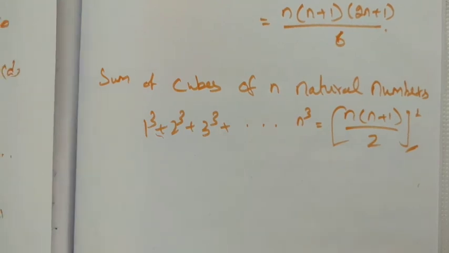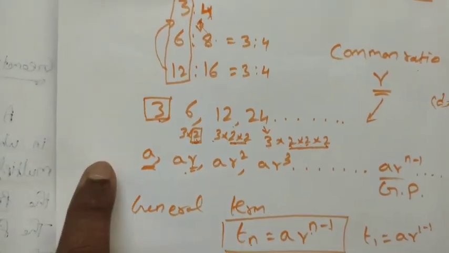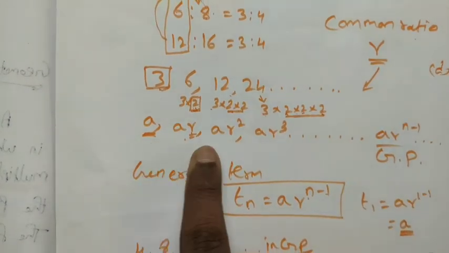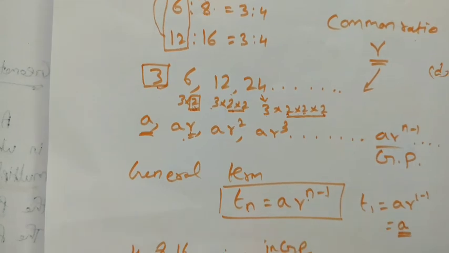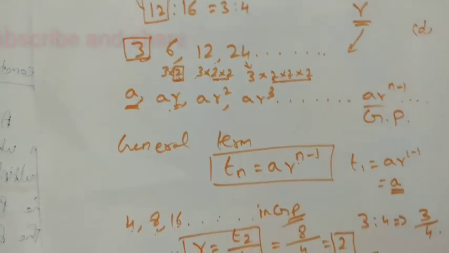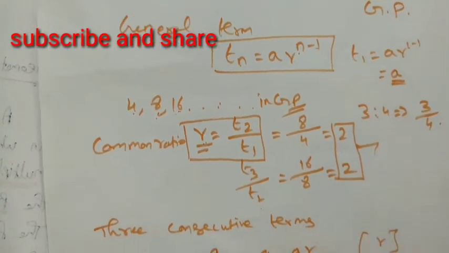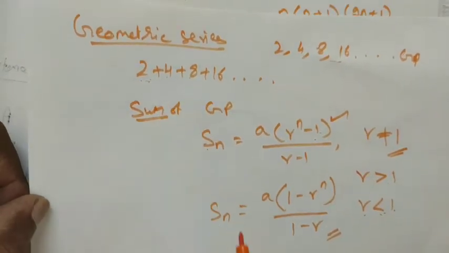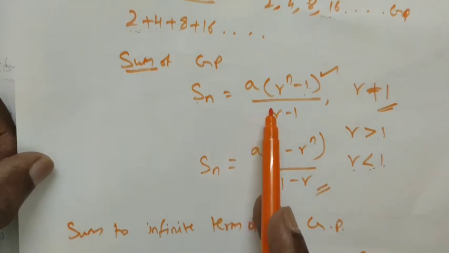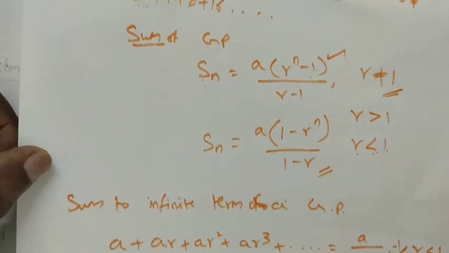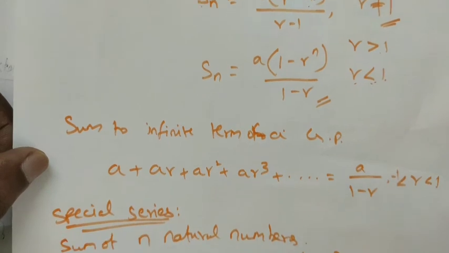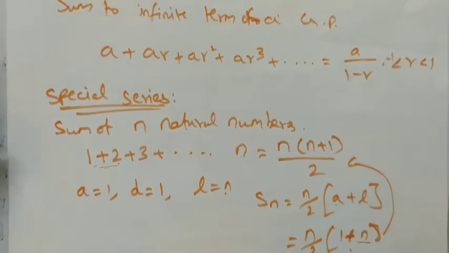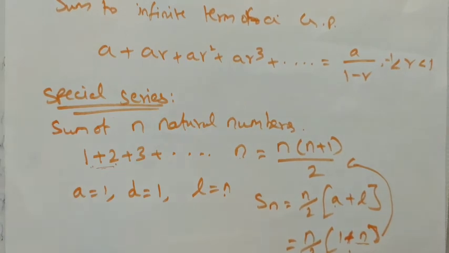Okay, first we have seen the GP, geometrical progression, and then its general term, the sequence of the GP, the common ratio, 3 consecutive terms, 4 consecutive terms, and then the geometric series, where we have the formula Sn is equal to a into r power n minus 1 divided by r minus 1. Then the sum of infinite terms of GP, and then special series: sum of natural numbers, odd natural numbers, sum of squares of natural numbers and cubes of natural numbers, right?